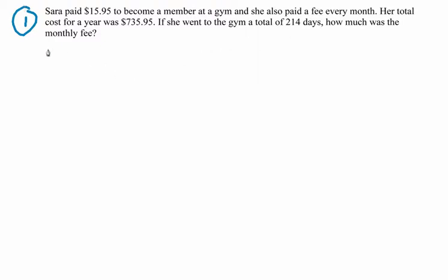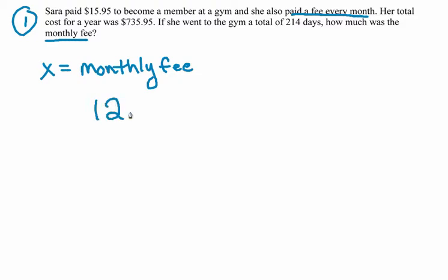So our unknown variable is the monthly fee, so let x equal the monthly fee. And let's figure out how many times she had to pay that fee. Well, it said she had to pay that fee every month, right? It's a monthly fee. So over the full year, she paid it 12 times. So 12 times x is the amount she paid in monthly fees over the 12 months, or 1 year.